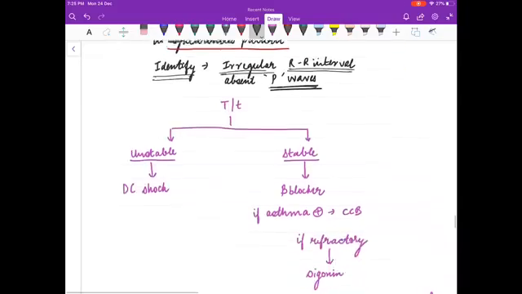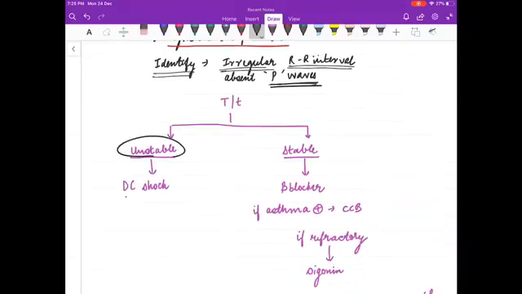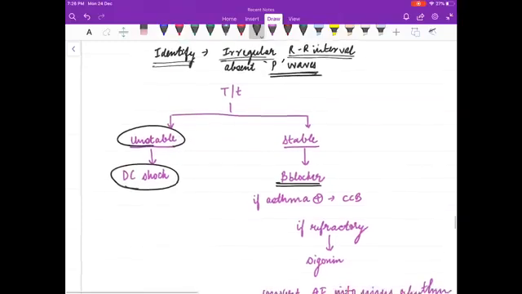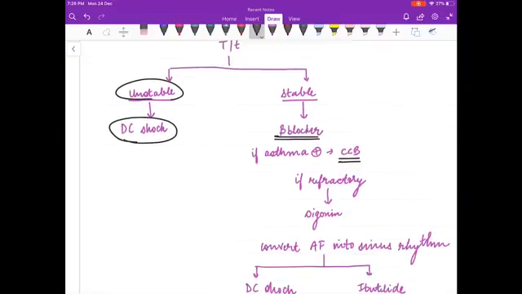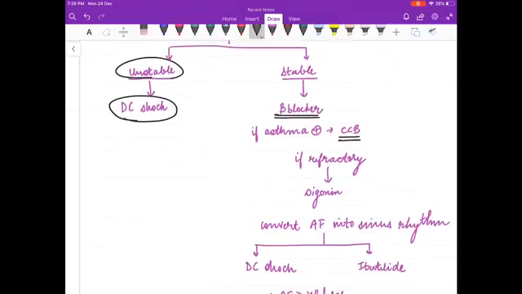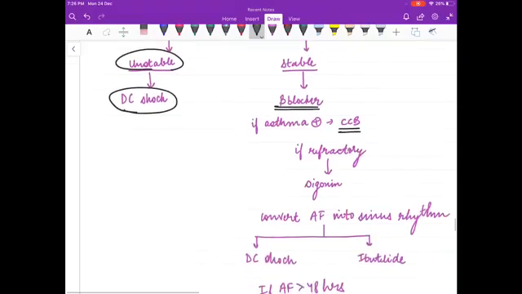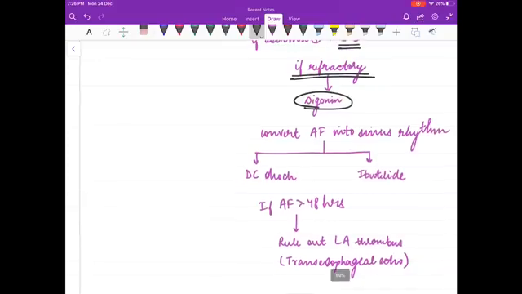So treatment of atrial fibrillation in unstable patients, you will give DC shock, and in stable patients you will first give beta blocker. If the patient is asthmatic, then you will give calcium channel blocker. Okay, this is to prevent tachycardia. And if the patient is refractory, then you will give digoxin.